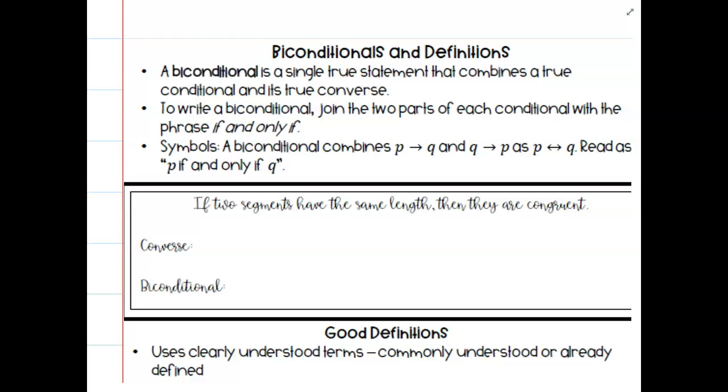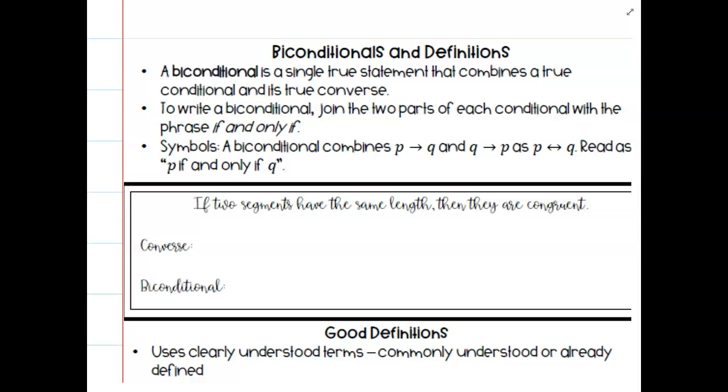Bi means two, but it's not two conditionals. It's taking two conditionals and combining them into one. You combine the two statements together with the words if and only if. So the biconditional for that example would be: you are a sophomore if and only if you graduate in 2024. Now you can only write a biconditional if both the conditional and the converse are true.